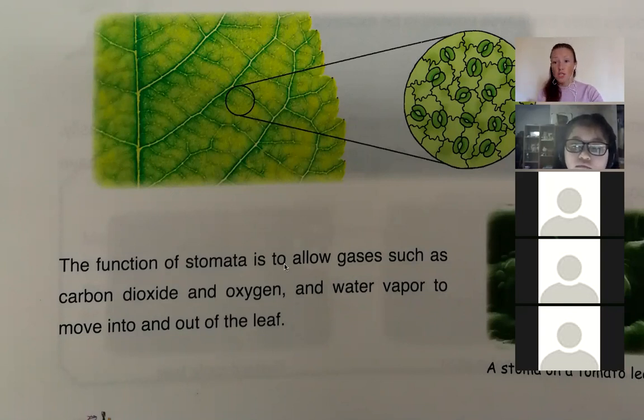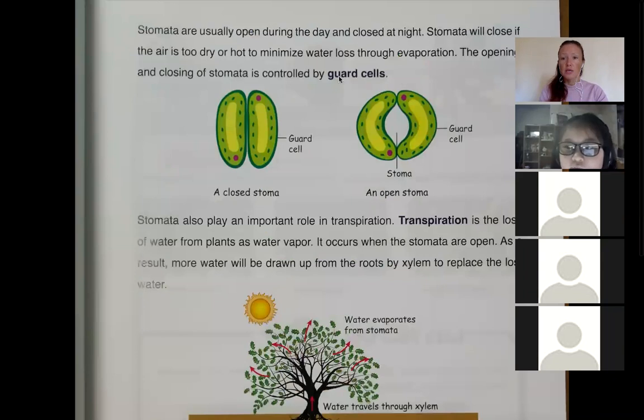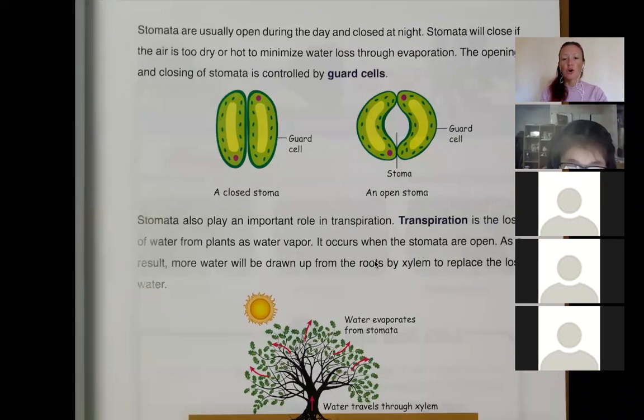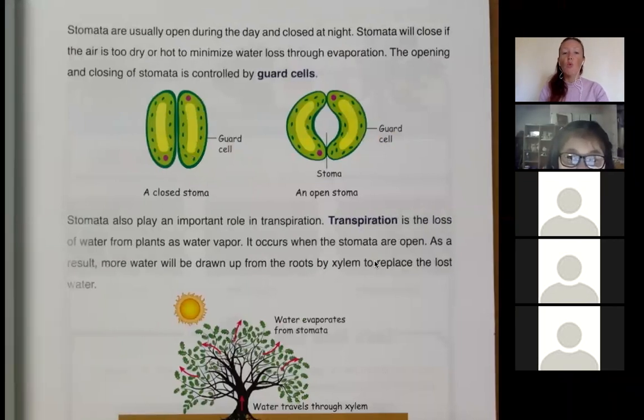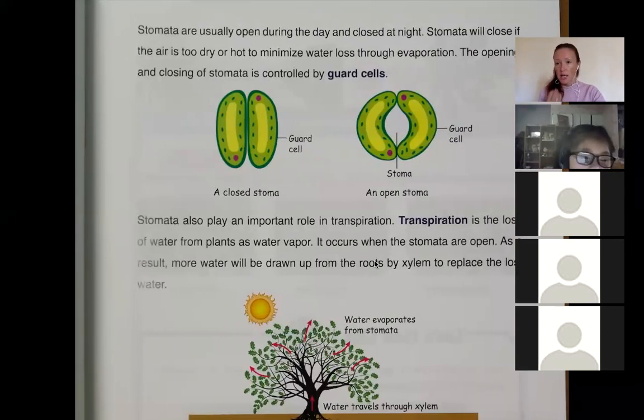And also water vapor, right? To vapor the water. Okay, good. And the opening and closing of the stomata is controlled by guard cells. For example, stomata also play an important role in transpiration. Transpiration is the loss of water from plants as water vapor, right? This is a process, but the guard cells control it, right?